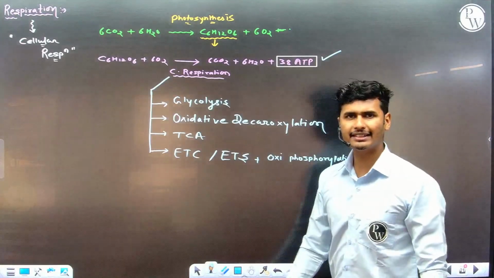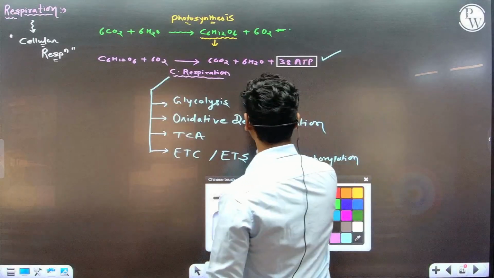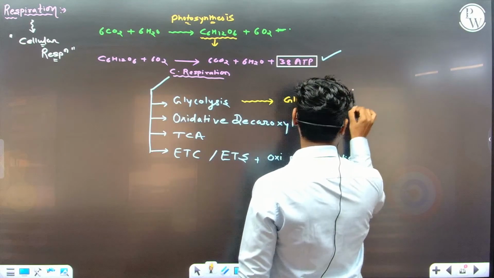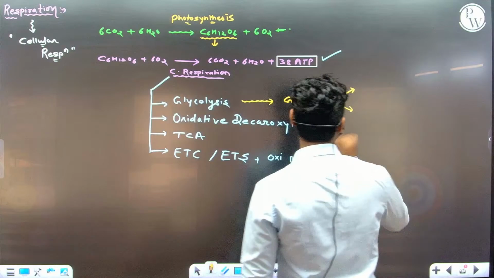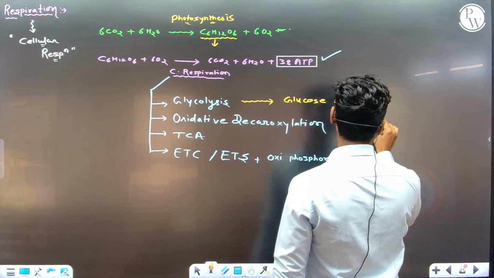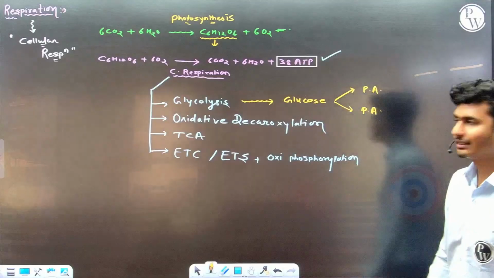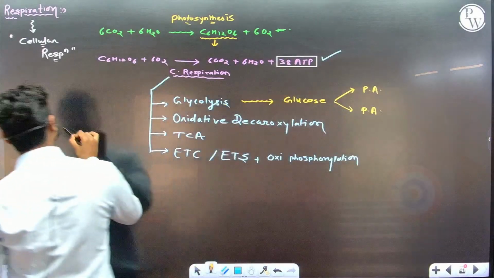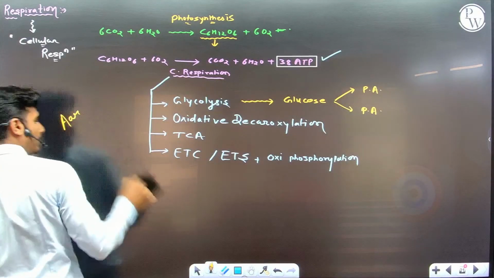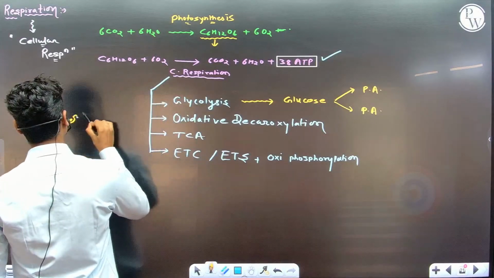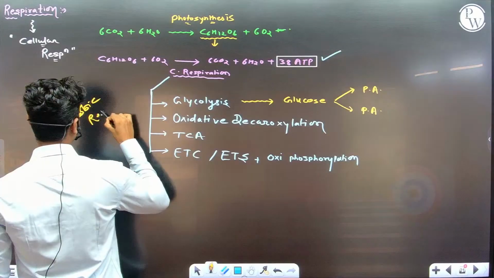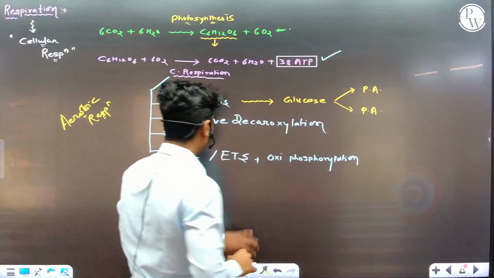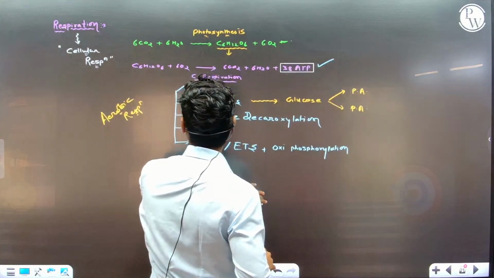In glycolysis, just a glucose molecule is going to split into 2 molecules of pyruvic acid. Now, this is what I am talking about in aerobic respiration. What about the anaerobic respiration?